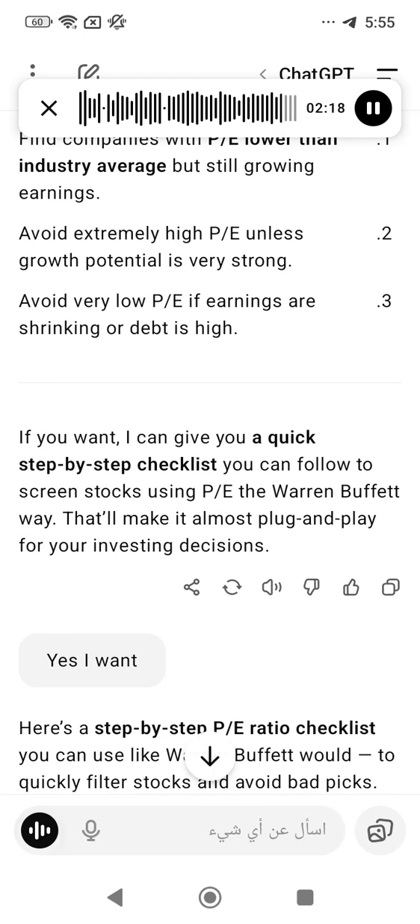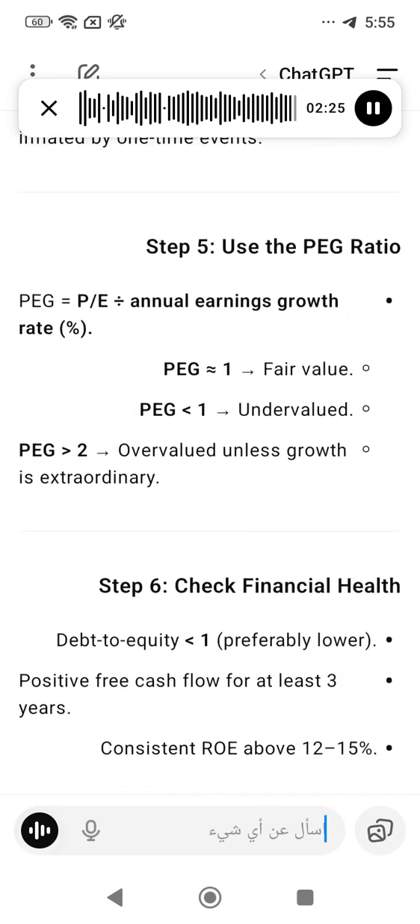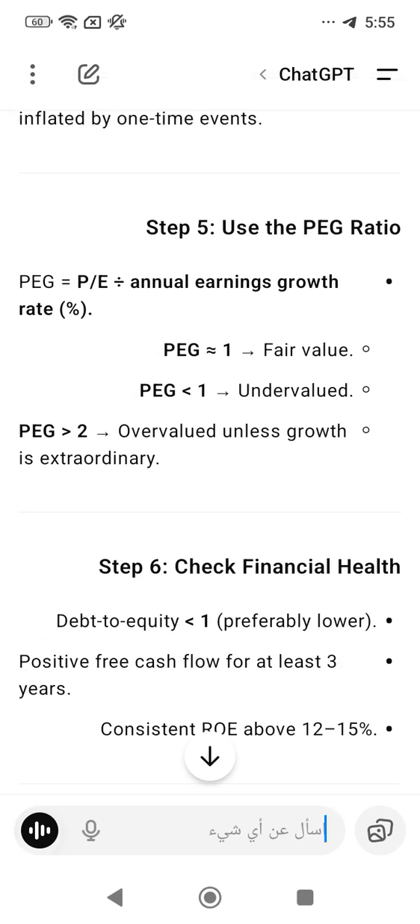If you want, I can give you a quick step-by-step checklist you can follow to screen stocks using PE the Warren Buffett way. That'll make it almost plug and play.